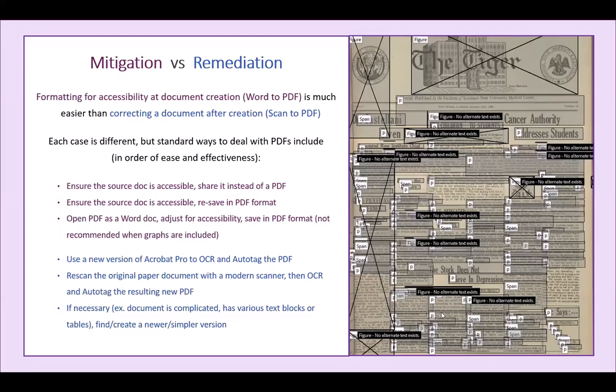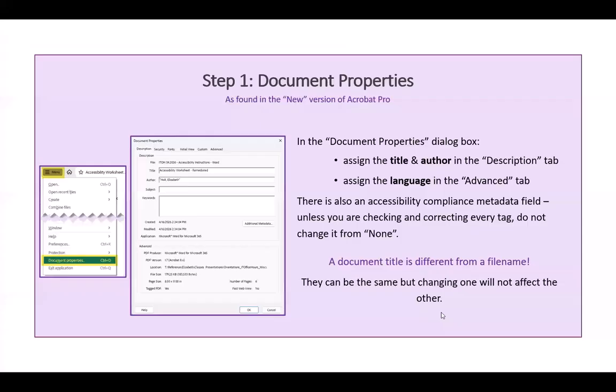So let's go on. Step one, make sure your PDF has the correct metadata. To do that, you navigate from the main menu to Document Properties and assign title and author. That's found under the Description tab in that dialog box. And then make sure that English is the assigned language, and that's found under the Advanced tab.